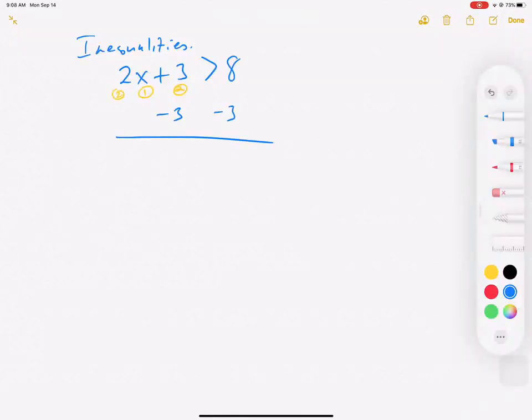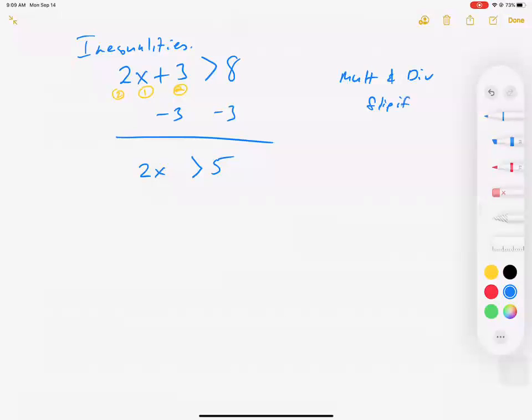Now, a rule that we went through before is that if I'm adding or subtracting across this inequality, I don't have to do anything to the inequality. It acts just like an equal sign. So 2x is greater than 5. Again, there's no change to it because we didn't multiply or divide. Only with multiplication and division do we have to flip.